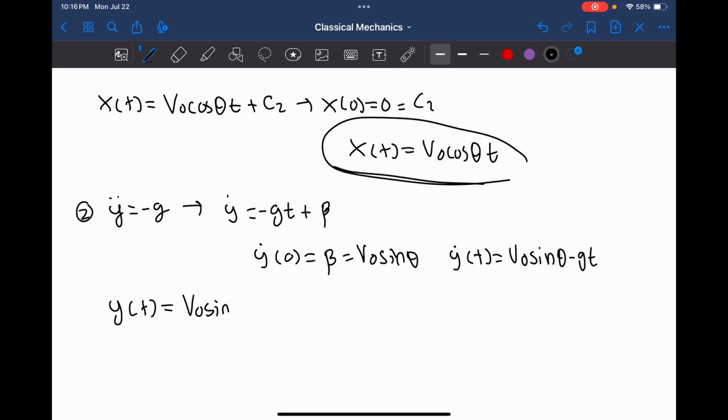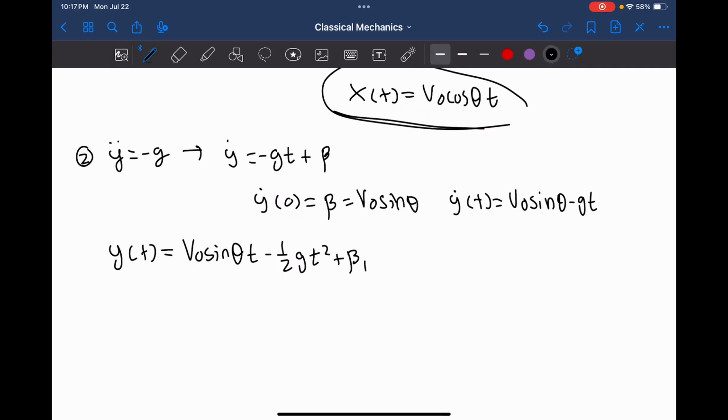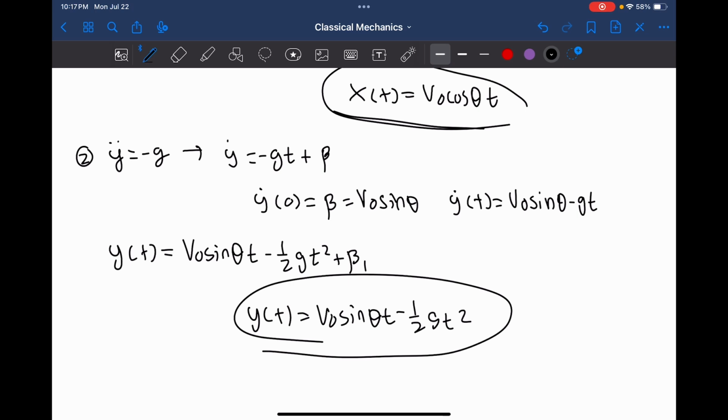It's going to be v0 sine of theta times time minus 1/2 g t squared plus a second constant of integration, we'll call it beta 1. Of course, the initial position is 0, so y of t is just v0 sine of theta times time minus 1/2 g t squared. So now we have x as a function of time and y as a function of time.